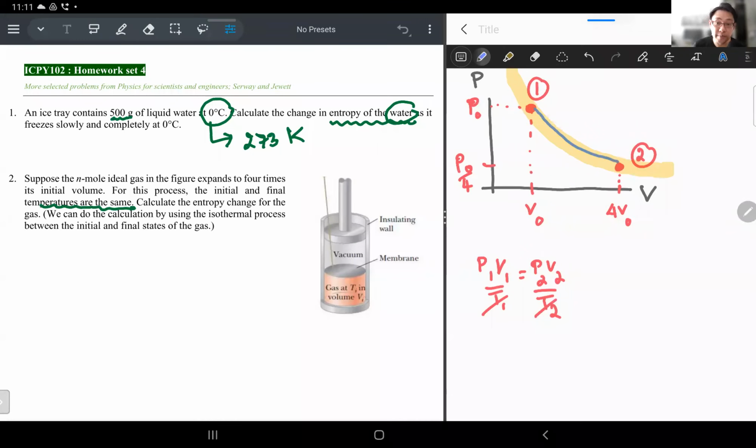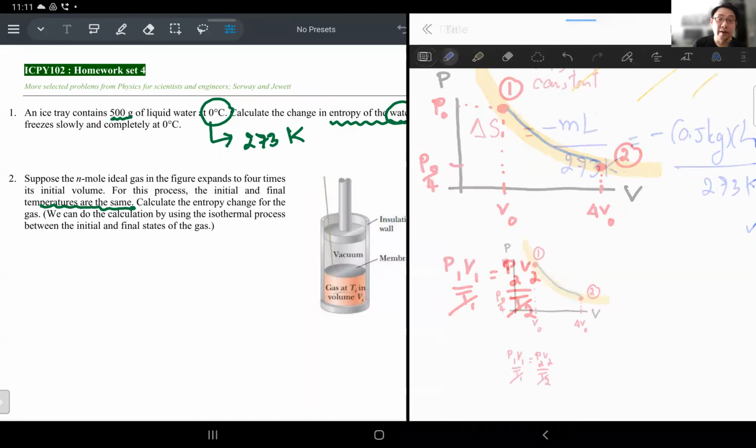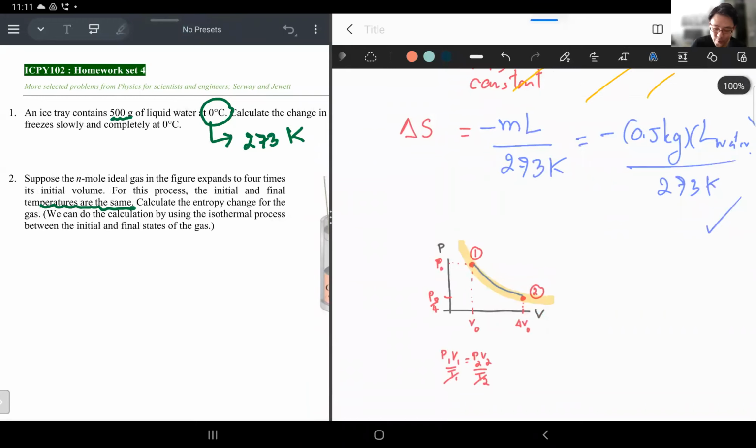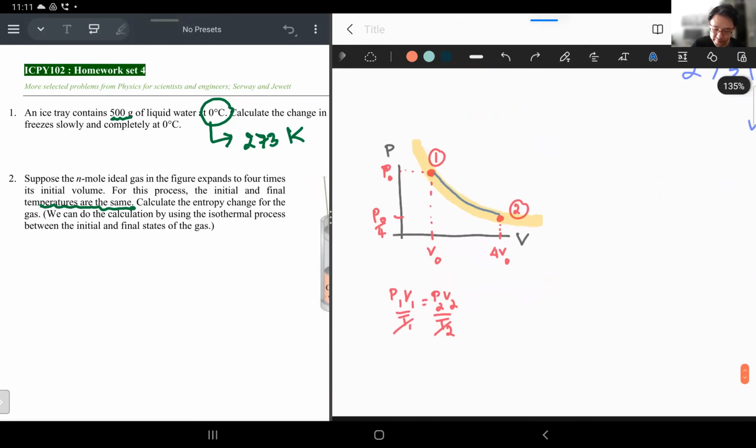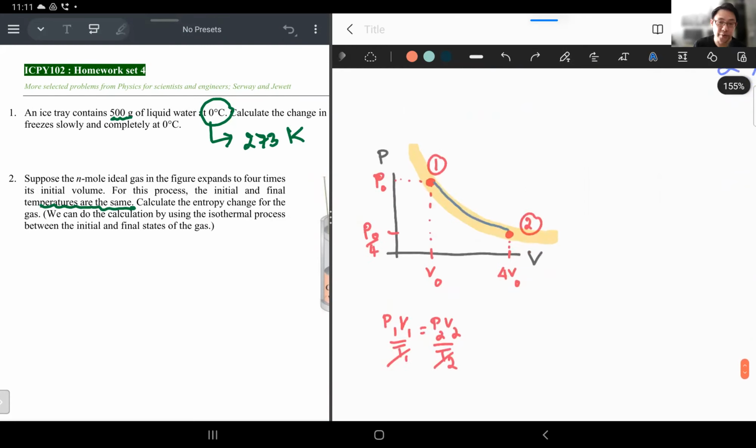And this is going to be easy to calculate because temperature is constant. We love constant temperature. Okay, so what we want over here is the entropy change.